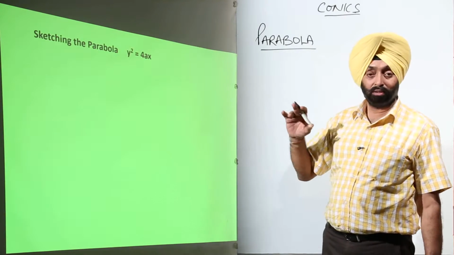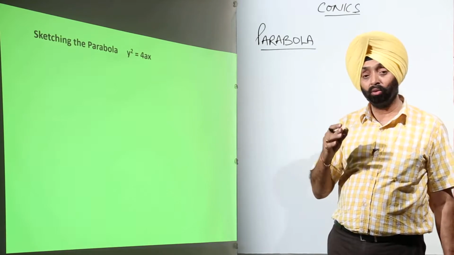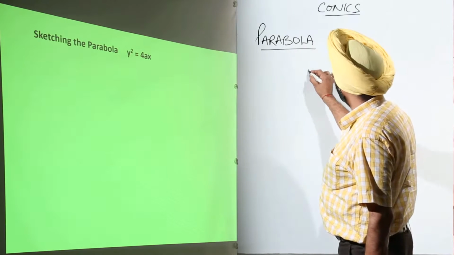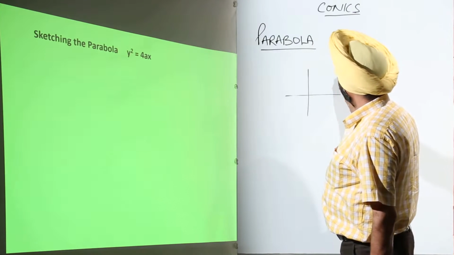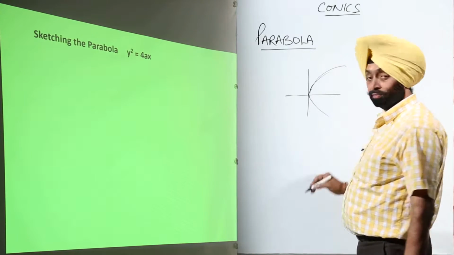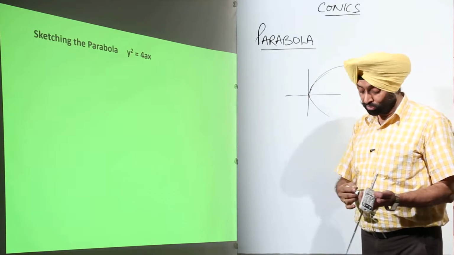Sketching the parabola. We are having an equation y square is equal to 4ax. Now how are we going to sketch it? You have seen a number of figures. We have gone through this part for a parabola like this. So how can we sketch it? This is what we are going to discuss now.